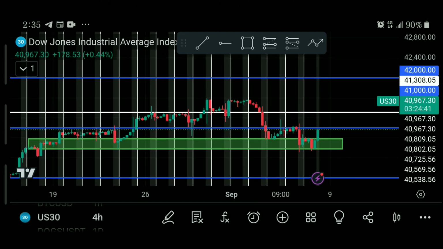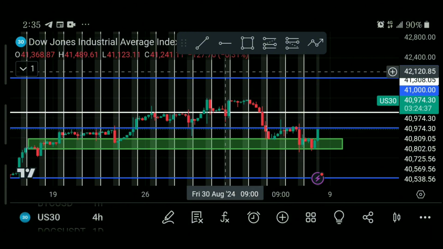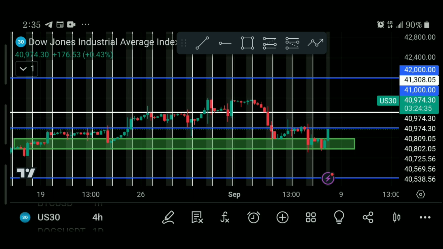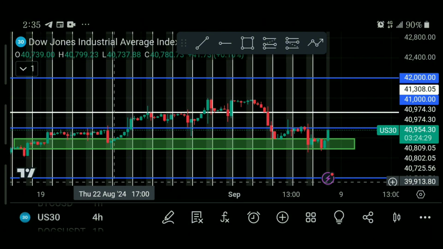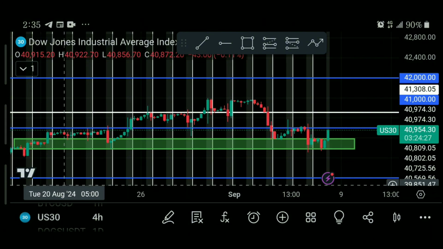We know the market is trading below the recent, the major resistance above here, so you should be expecting a buy around that side.